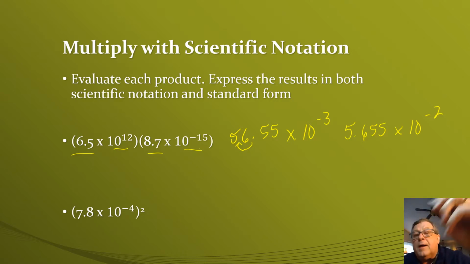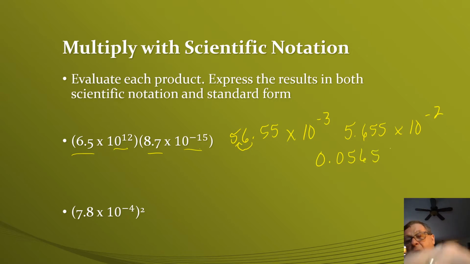And then if we're going to write this in standard form, since that's 10 to the negative 2, I'm going to move this decimal 2 places to the left. So then in standard form, it's going to be 0.05655. Okay, well, there we go.